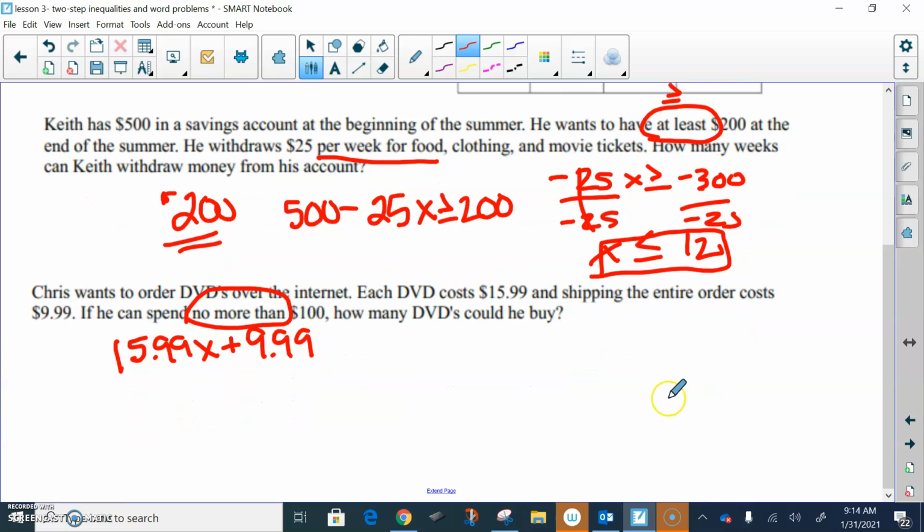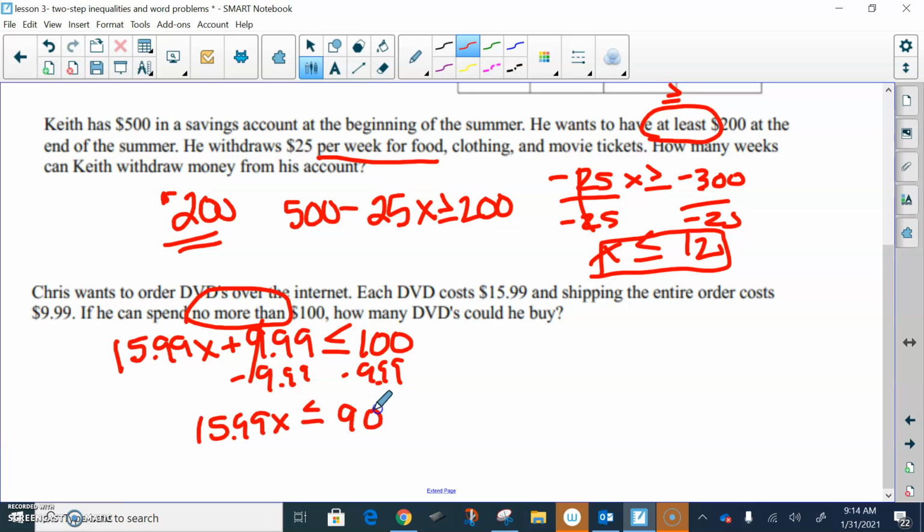So he's got to spend less than or equal to $100. That's what he has to spend. So we're going to make sure that's less than or equal to $100. Let's subtract that $9.99 from each side. So it looks like we have $15.99 per DVD is less than, that would be what, 90.01. Let's divide by $15.99, see how many DVDs he can order.